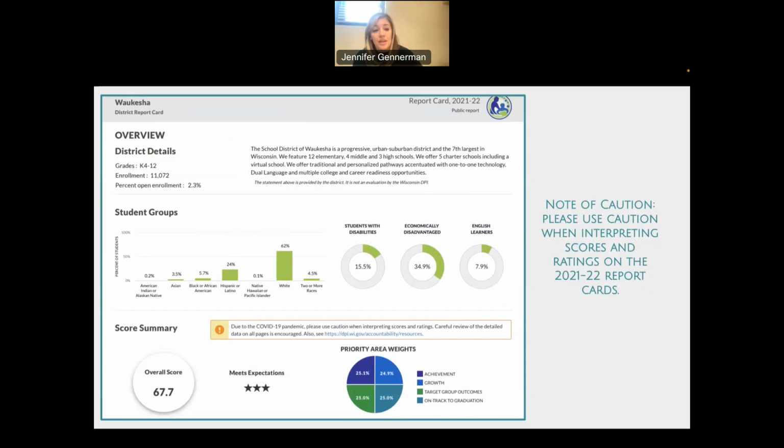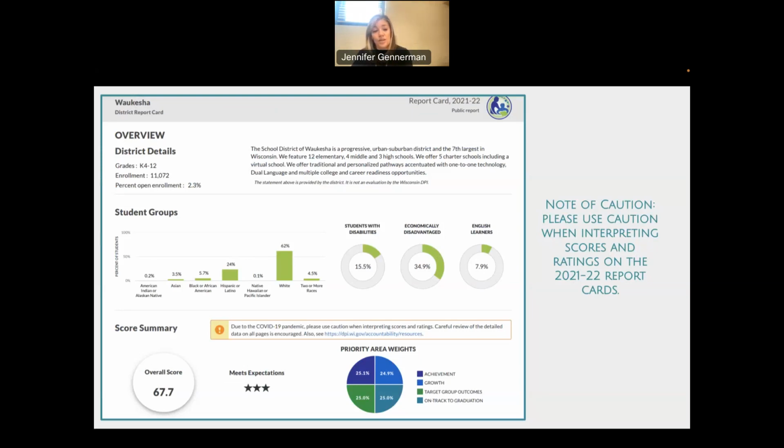The next area I'll highlight is the student groups. 15% of our student population are students with disabilities, and almost 35% are economically disadvantaged, and just about 8% are English language learners. You'll see here too that out of the 11,000 students that we serve, 62% of the student population are white and 24% are Hispanic or Latino.